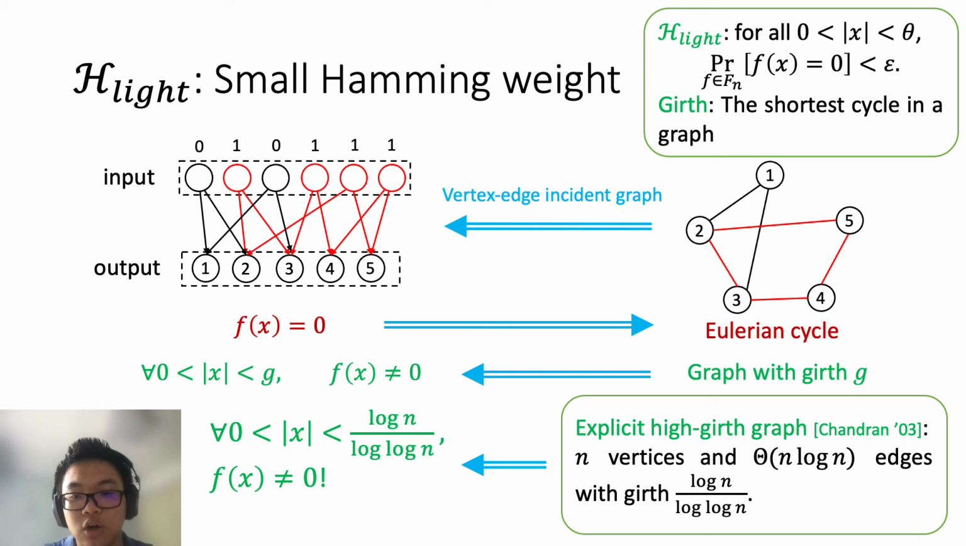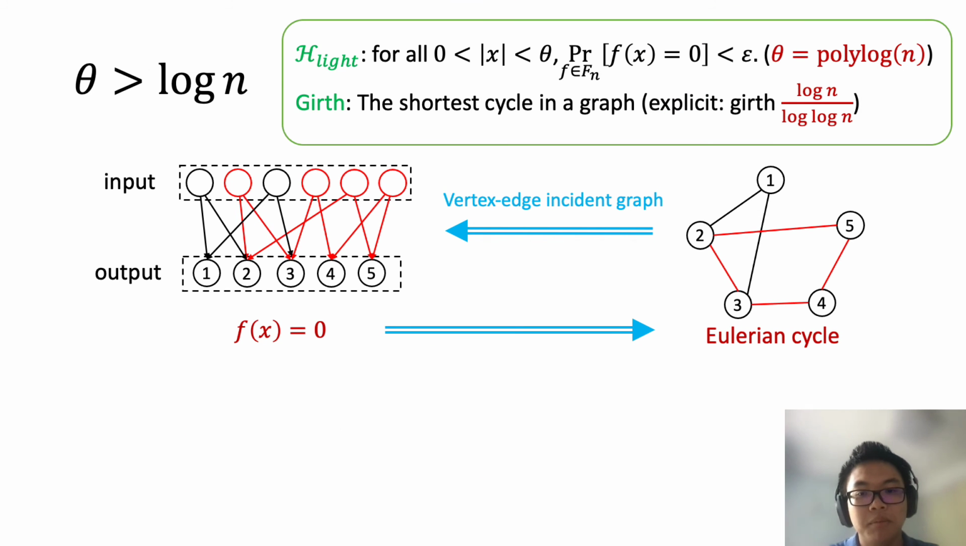Now we plug in our own explicit high-girth graph construction, and this gives us a non-zero output for all x of Hamming weight at most log n over log log n. But our choice of theta is greater than this. We need h-light to handle all inputs of Hamming weight up to polylog n.